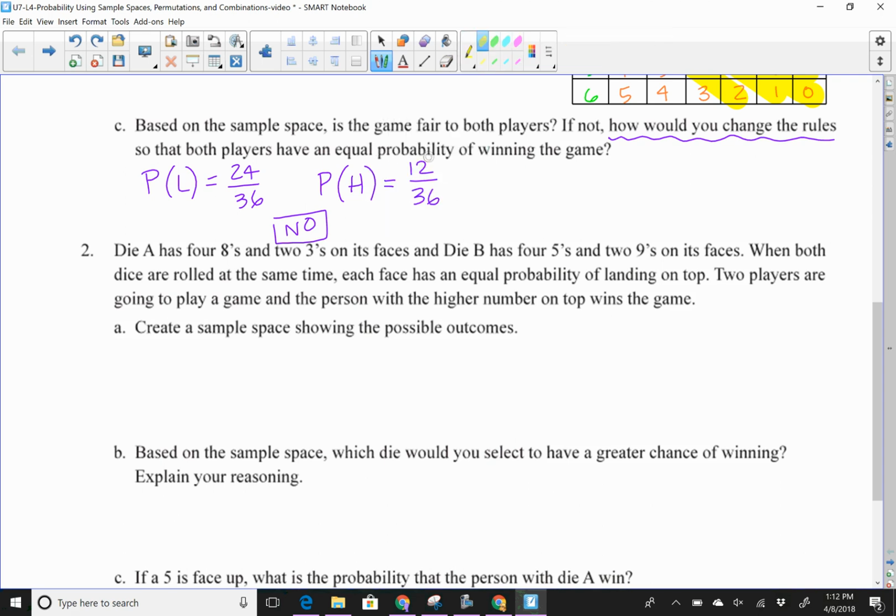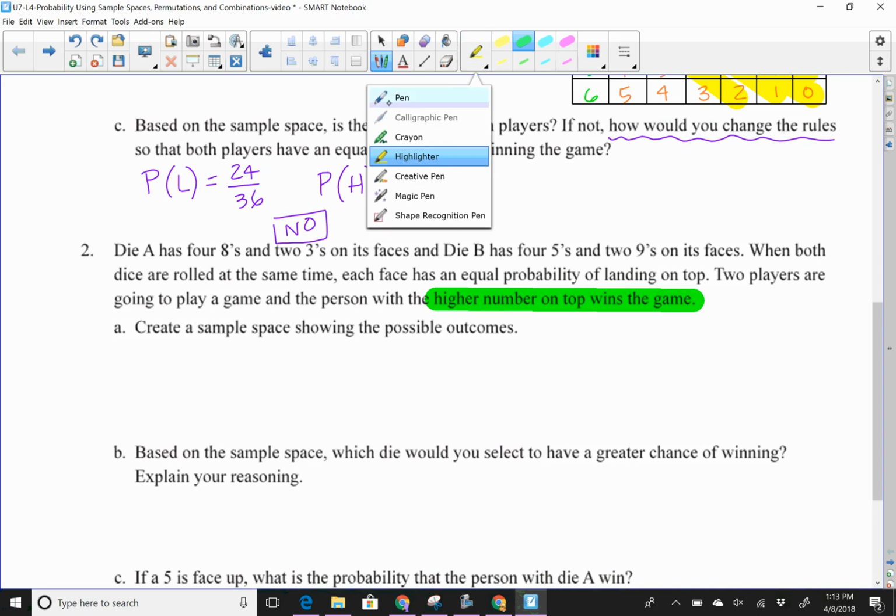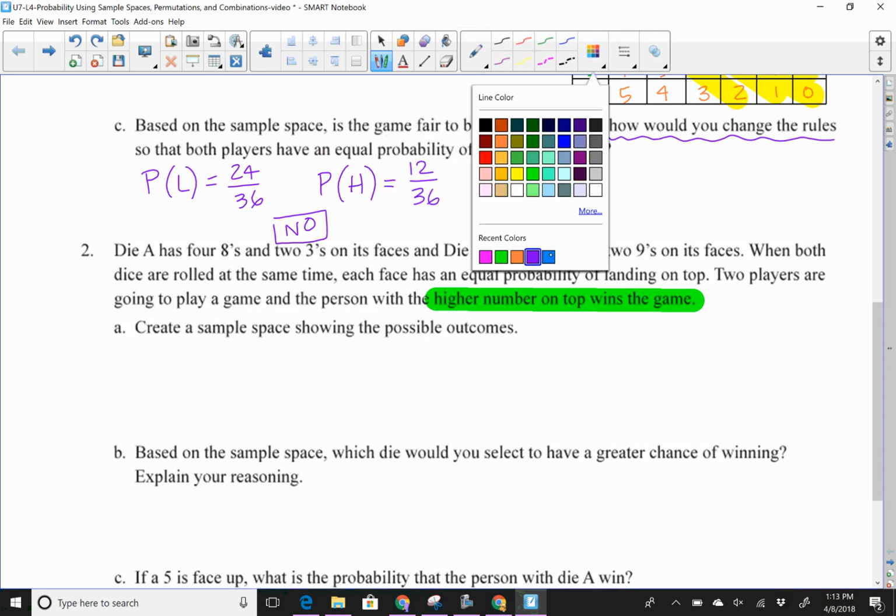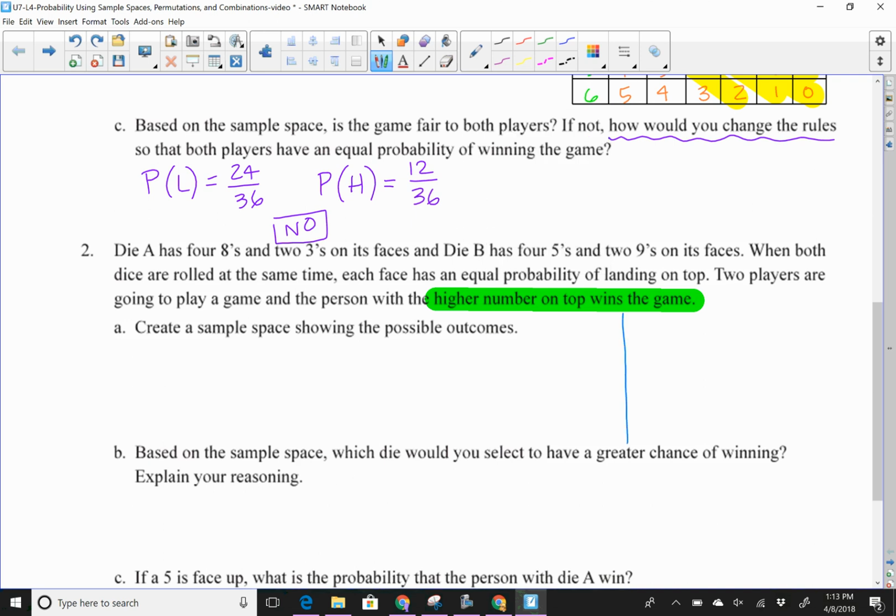Basically, how does this work? The person with the higher number on top wins the game. So again, I'm going to try to organize our information here. So let's go back to similar to the way I did up there, but what I have here is not as much room. So let's see what we got. So one of the die had 4 8s.